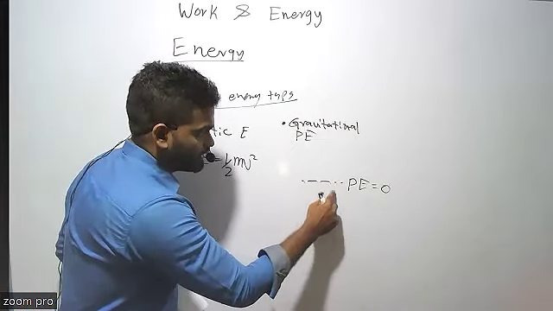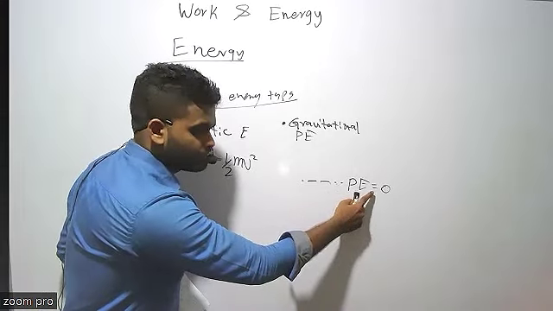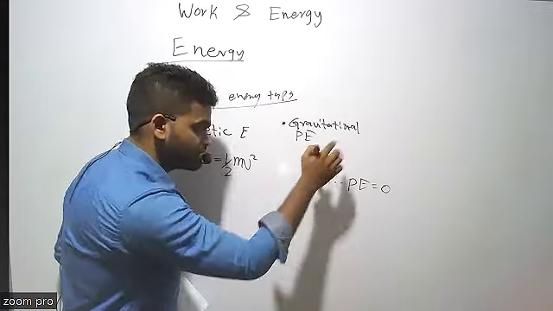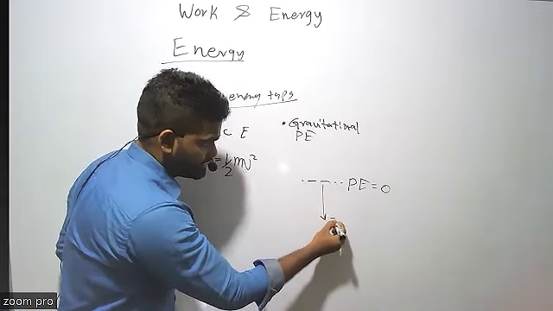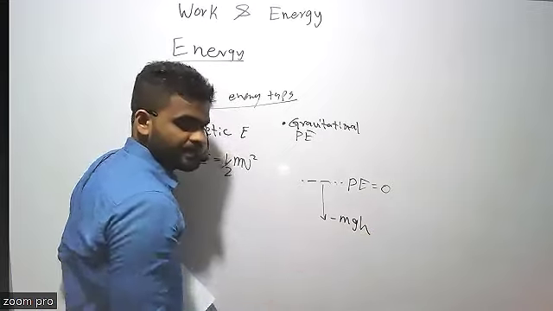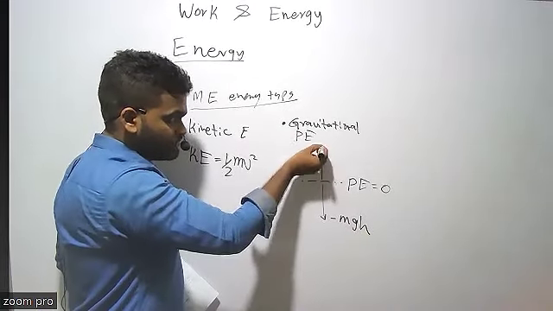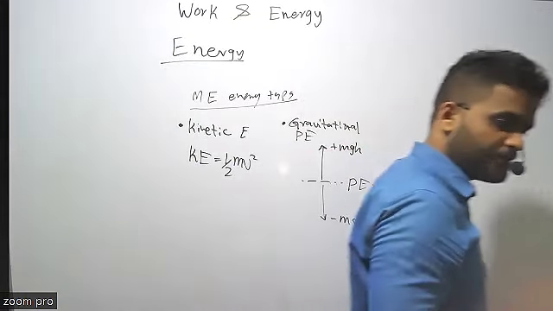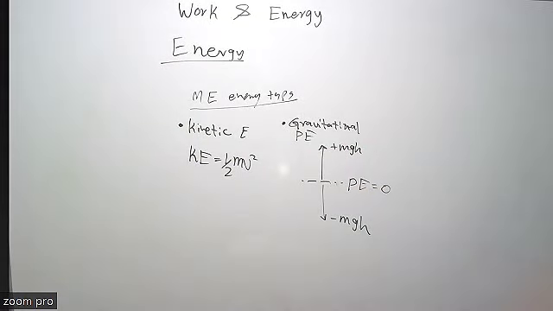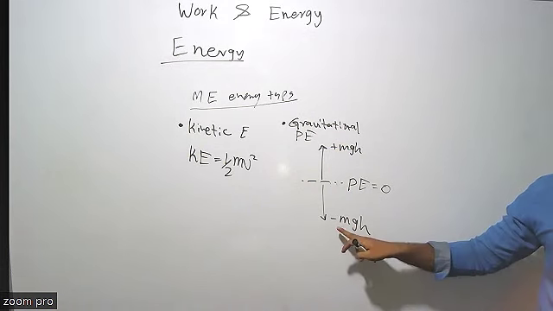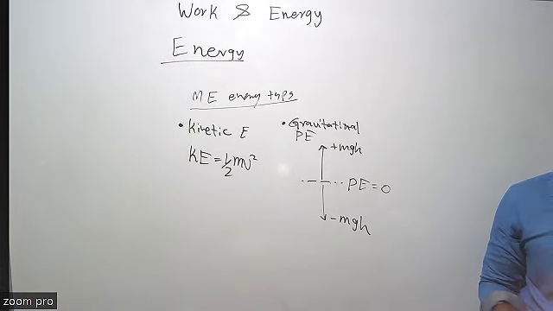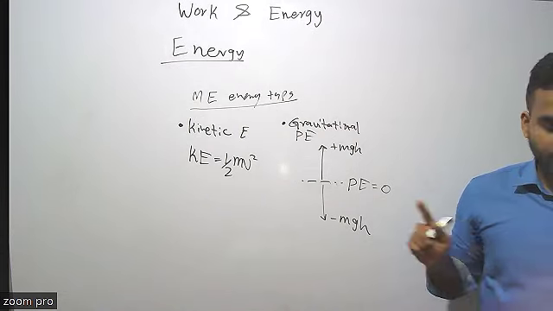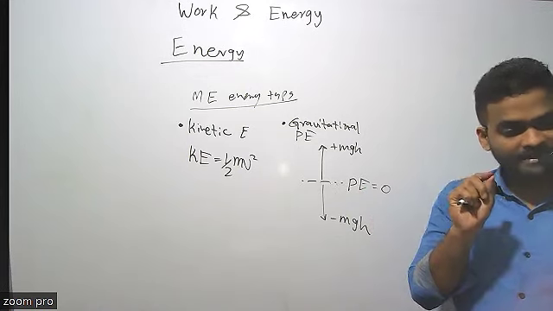So whenever you get a question, you have to mark the PE equals zero line when you have to deal with gravitational potential energy. Below this it is minus mgh, above it it is plus mgh. Take it down. If you didn't understand, send me a message. Above it is plus mgh, below it minus mgh. Taking it down, thumbs up, right? So those are the two main things.